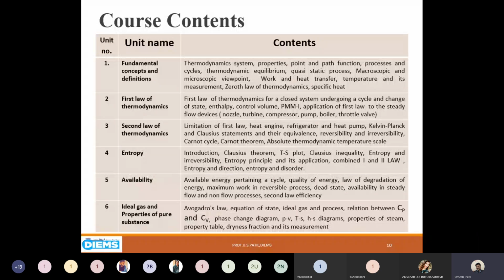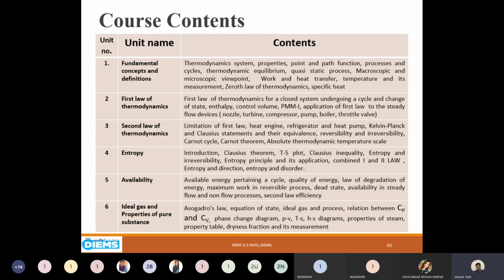First law of thermodynamics content: the statement of the first law, then the first law applicable to a closed system undergoing a cycle. Then from the first law we come to know about the important property enthalpy, then the concept of control volume, perpetual motion machine of first kind, then applications of the first law to various steady flow devices that we observe in day-to-day life and which are very commonly used in all types of industry.